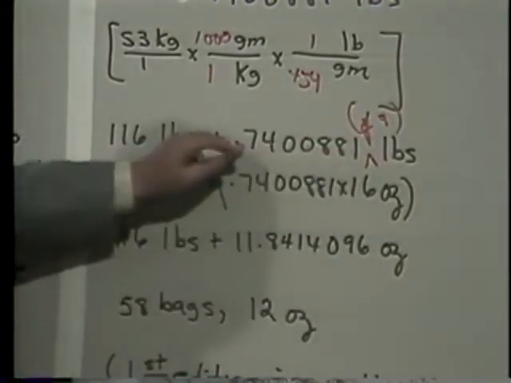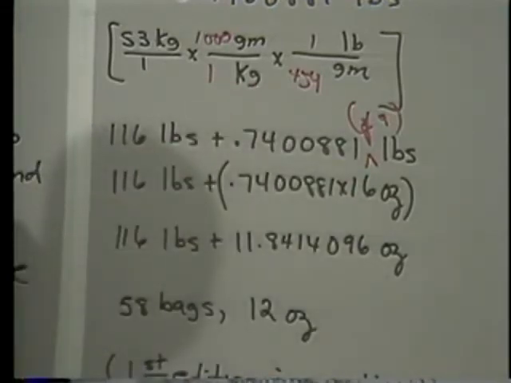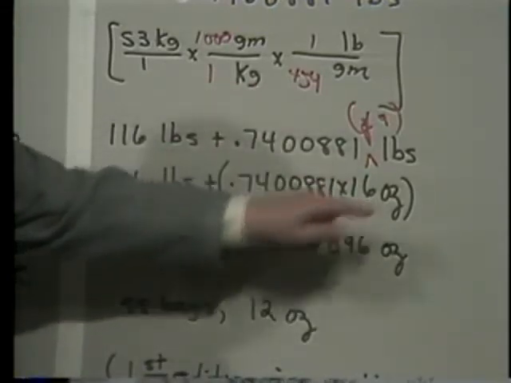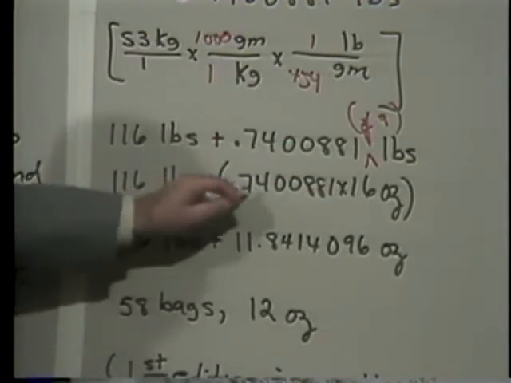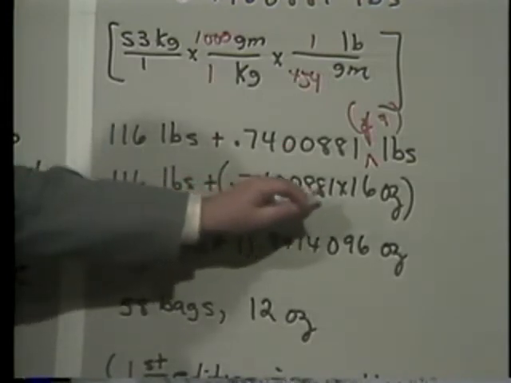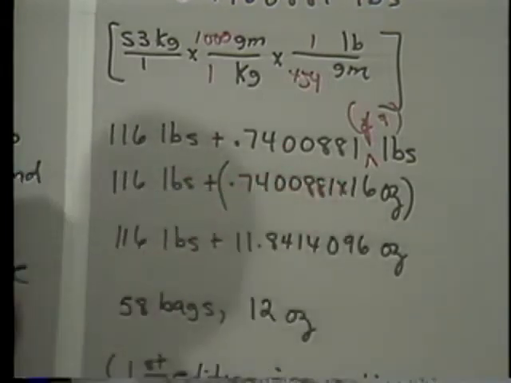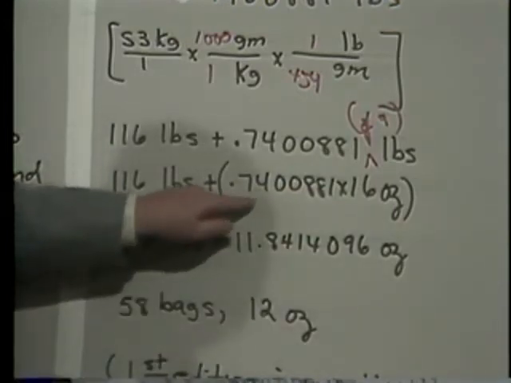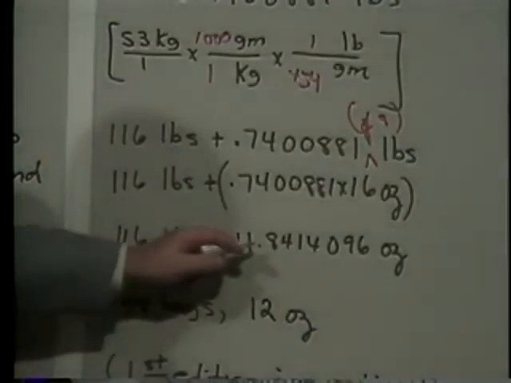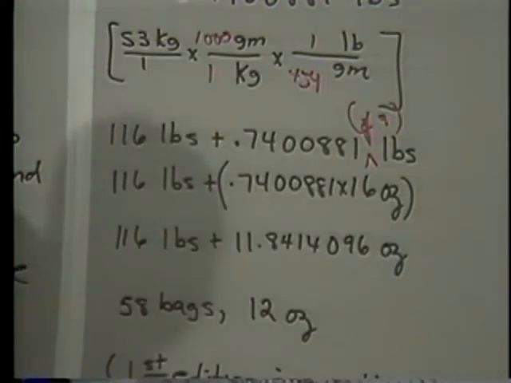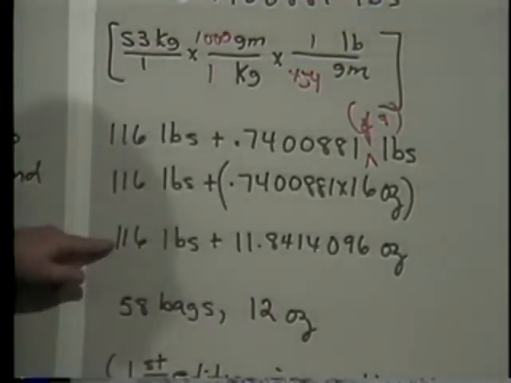See, it's this decimal fraction part of a pound. And what's a pound? It's 16 ounces. So I have 0.7400881 of, meaning times, 16 ounces. And if I multiply 16 times this, I get 11.8414096 ounces. So what is 53 kilograms to the nearest ounce?